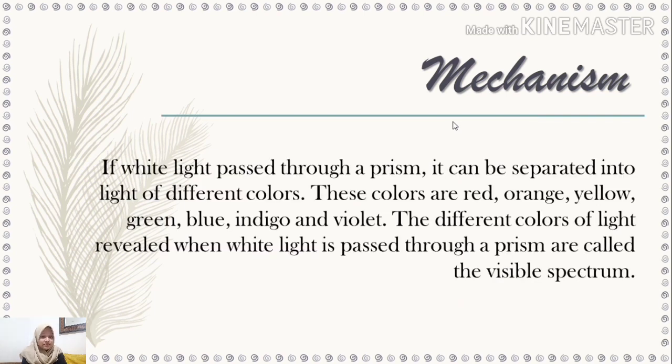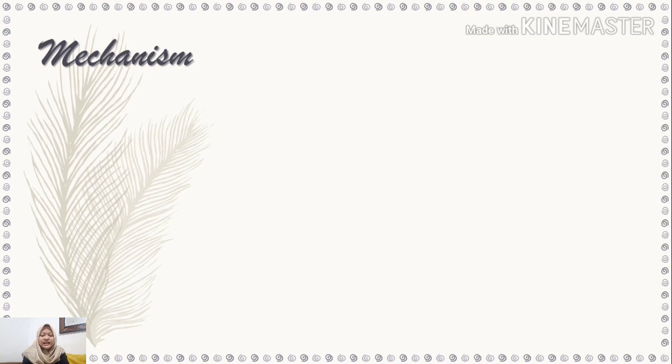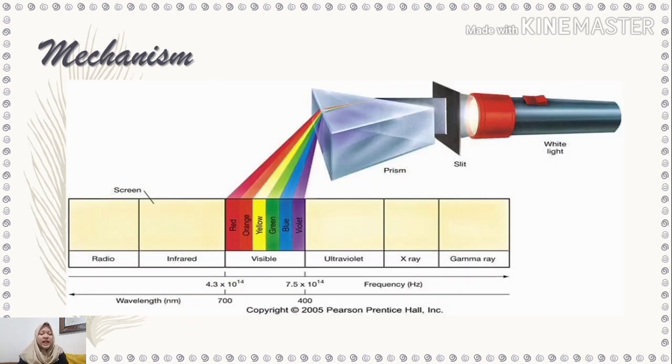The mechanism: if white light is passed through a prism, it can be separated into light of different colors. These colors are red, orange, yellow, green, blue, indigo, and violet. The different colors of light revealed when white light is passed through the prism are called the visible spectrum. And this is the visualization of visible light.